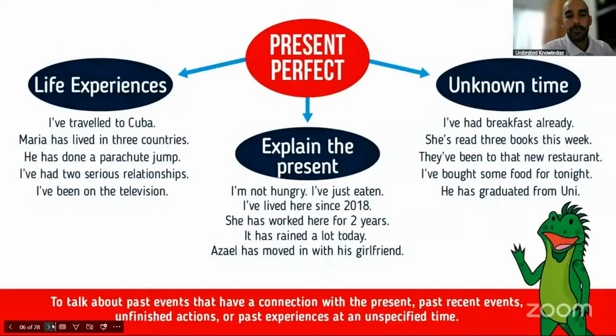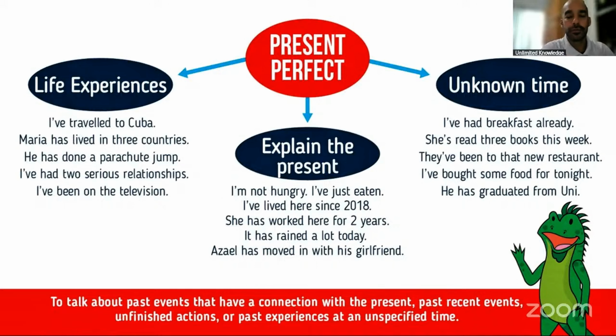So we might use the present perfect to explain some life experiences. For example, I have traveled to Cuba. I might use it to explain something that's happening in the present. For example, I'm not hungry. I have just eaten. Or it has rained a lot today, something I would say a lot when living in London. And let's remember, we're not going to specify exactly when this action has taken place.